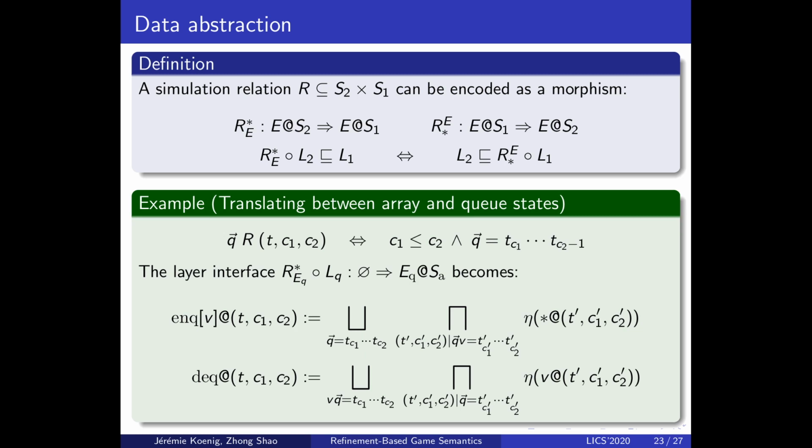Applying this relation to our queue interface, we'll get a specification for what a queue implementation should be doing in terms of array states. The specification uses angelic nondeterminism to decode a queue from the array, and demonic nondeterminism to choose a representation for the new queue.